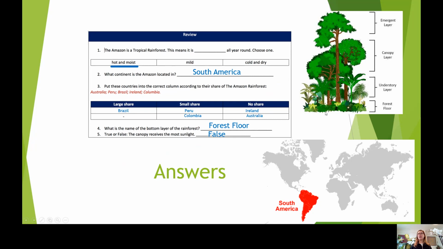Question 4. What is the name of the bottom layer of the rainforest? You see here in this diagram that the bottom layer of the rainforest is called the forest floor, where, as you can imagine, there is not much sunlight.